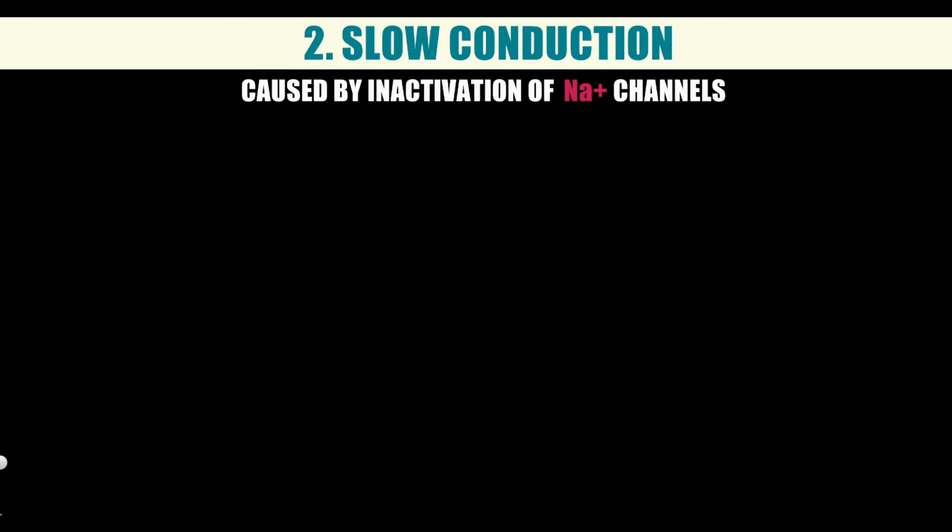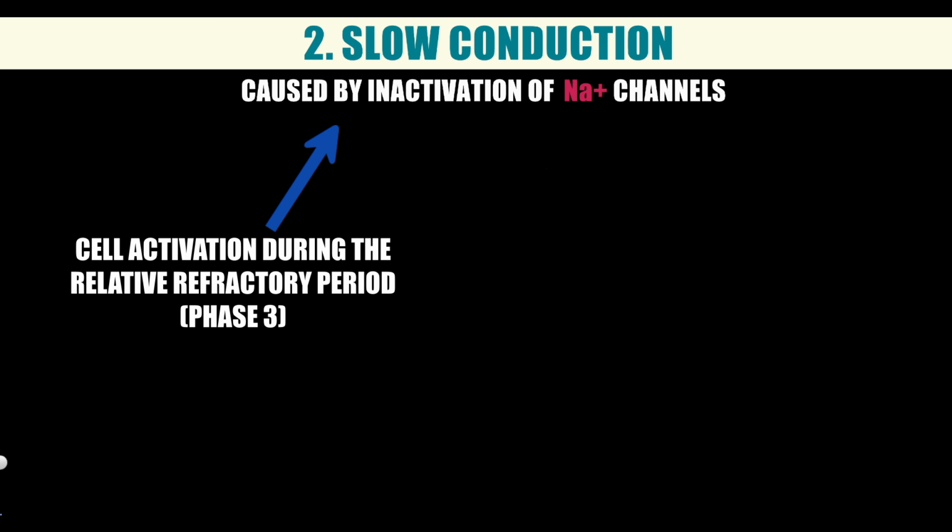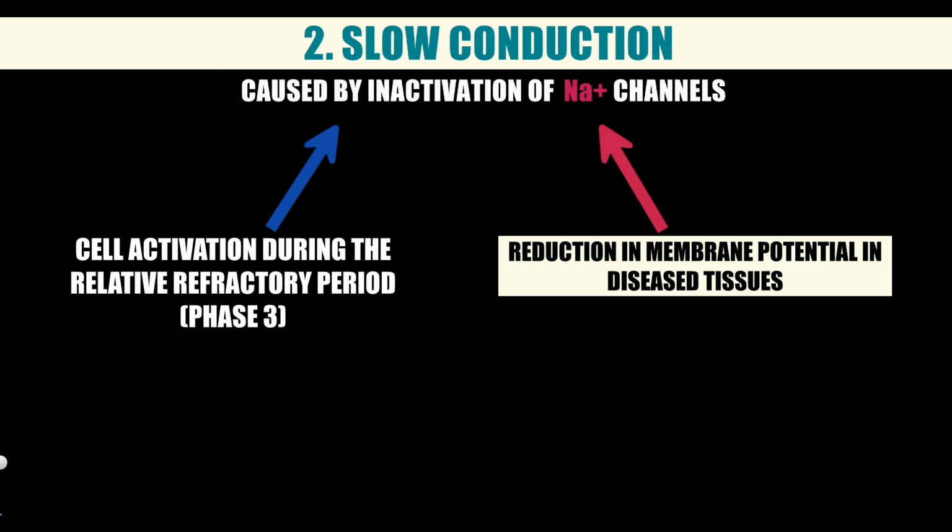What is the reason for an activation of sodium channels during phase 0? It occurs when the cell is activated during phase 3 of the action potential, when it is in the relative refractory period, or due to reduction in membrane potential in diseased tissue.